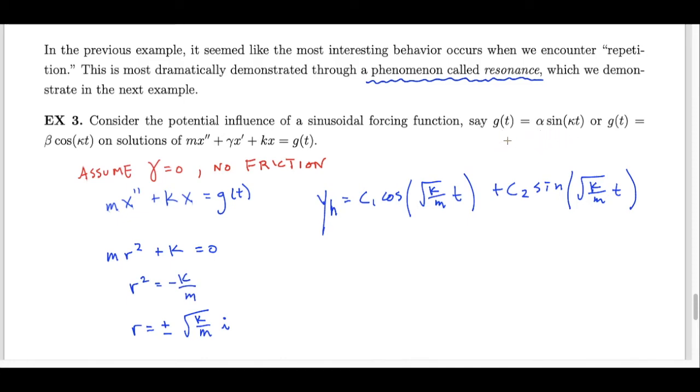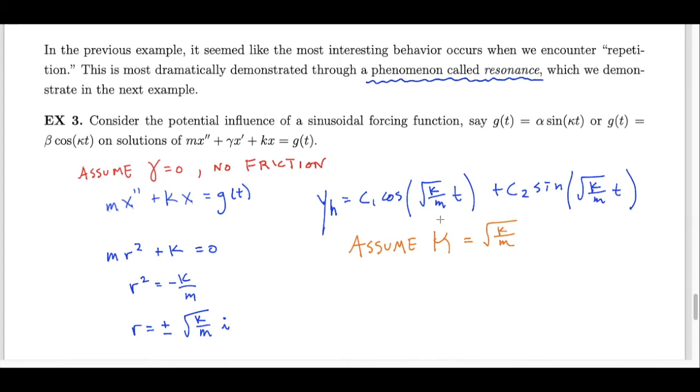So now we want to consider the effect of an external force that's either a sine or a cosine term. And what's key here, as we demonstrated in the previous example, is that the most interesting thing happens if this external forcing function matches the natural behavior of the system. So I'm going to assume the kappa, that's the coefficient on t in my forcing function, is exactly the same as the coefficient on t in the natural behavior of the system, as indicated by this homogeneous solution.